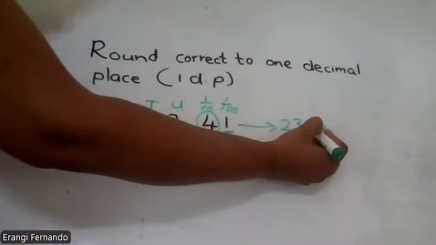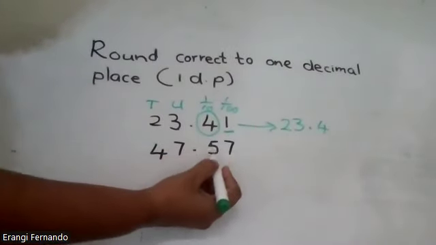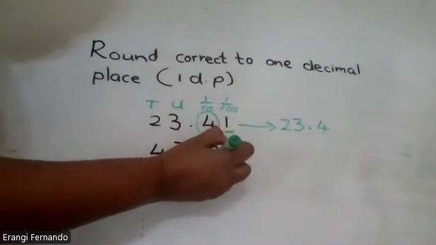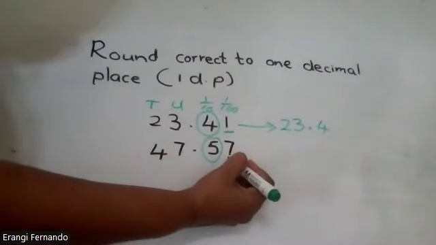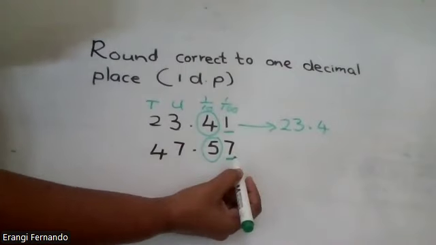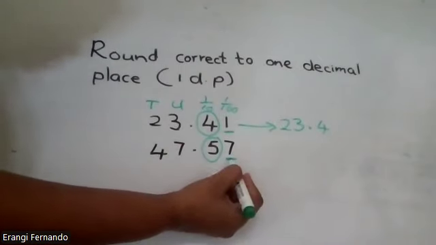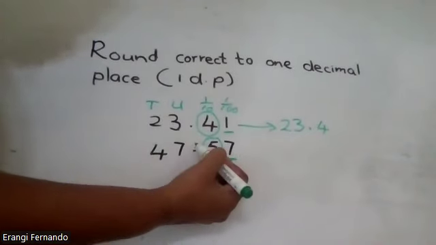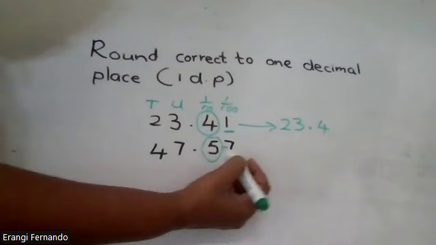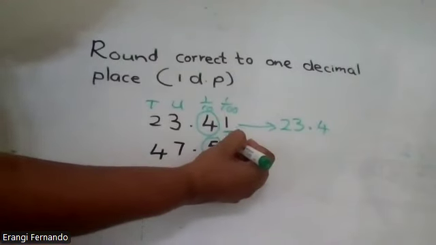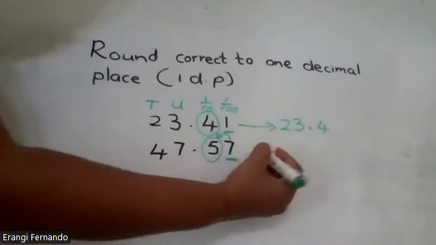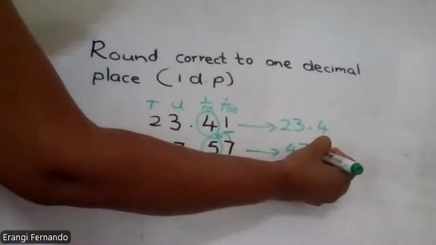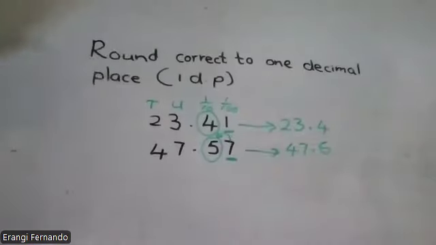Next one, 47.57. The first decimal place is 5. You have to consider the next door value, 7. If the number is 5 or more than 5, you have to add 1 to the tenth place. That means 7 is more than 5, you have to add 1. When you round off, it's 47.6.